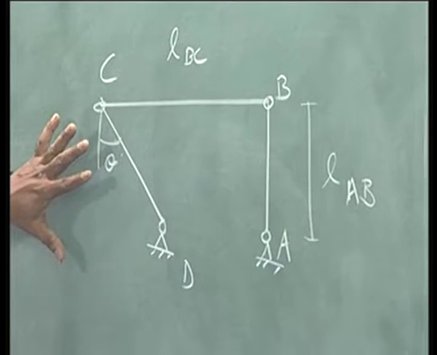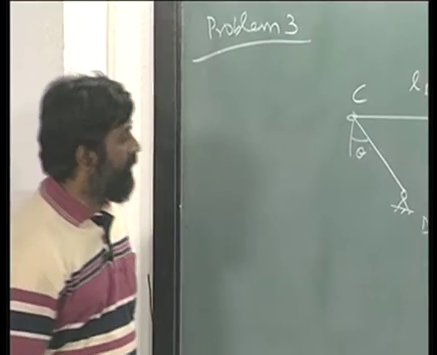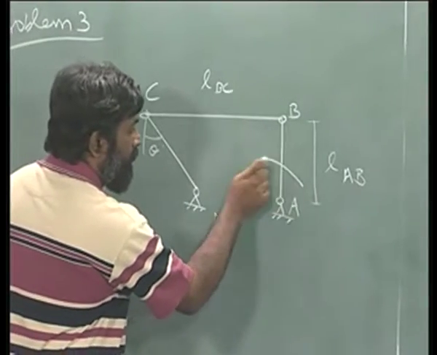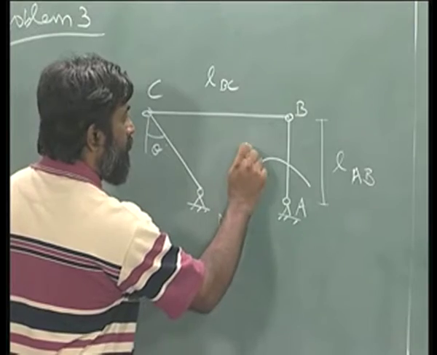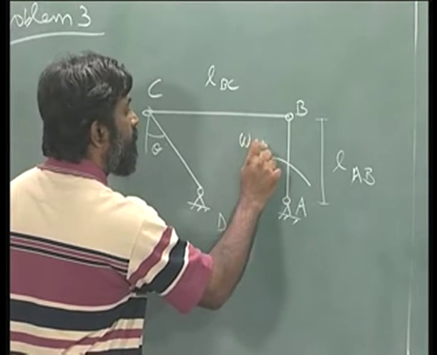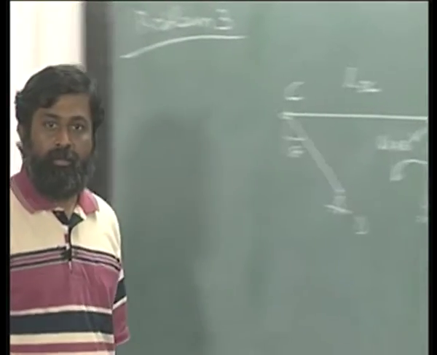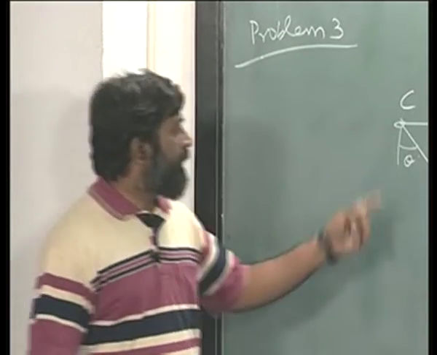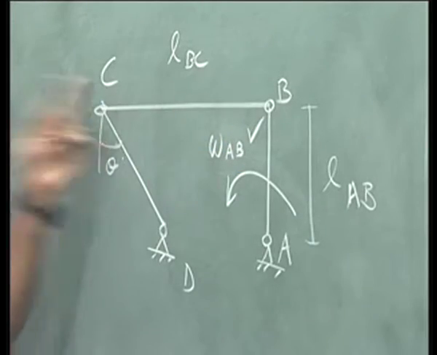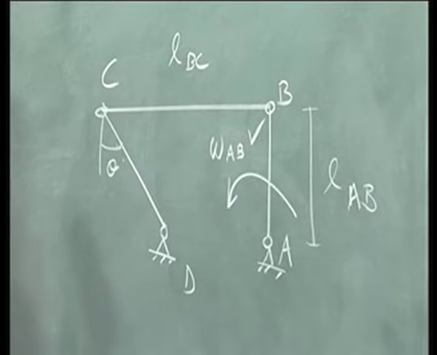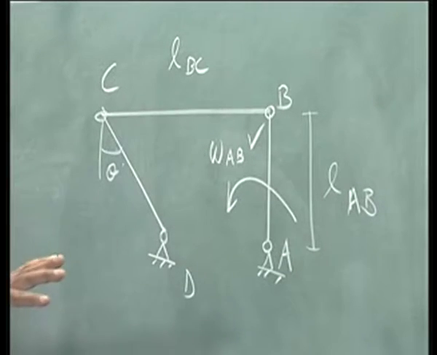Now, given this kind of a problem, let us say I am given the angular velocity of this, omega AB. Let us say I need to find out the angular velocity of BC and angular velocity of CD. That is the problem. How will I go about doing it?